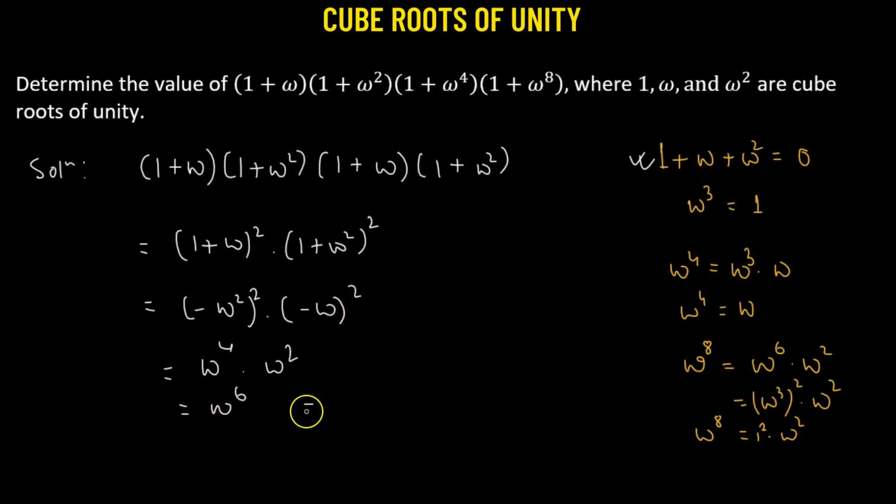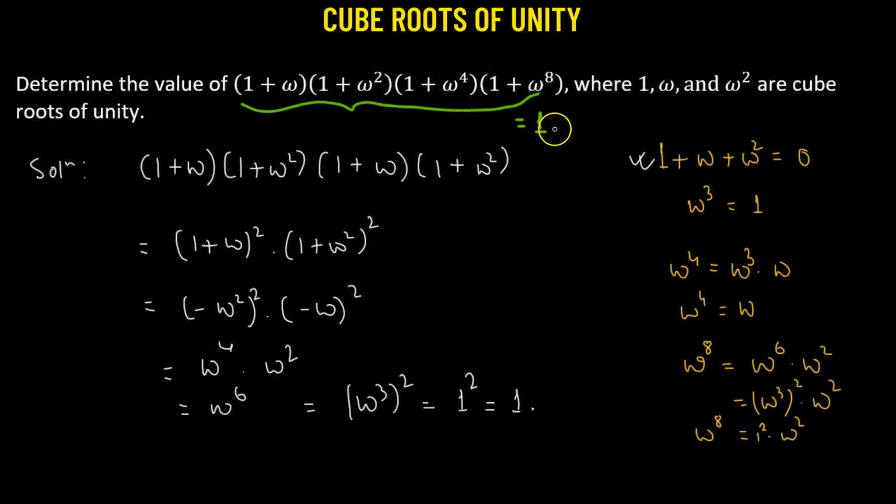Which is equal to omega raised to the power of 6. And we know that omega raised to the power of 6 can also be expressed as omega cubed whole squared. Omega cubed is equal to 1. So we have 1 squared, and our final result will be equal to 1. That means the value of this particular expression, if 1, omega and omega square are cube roots of unity, will be equal to 1.